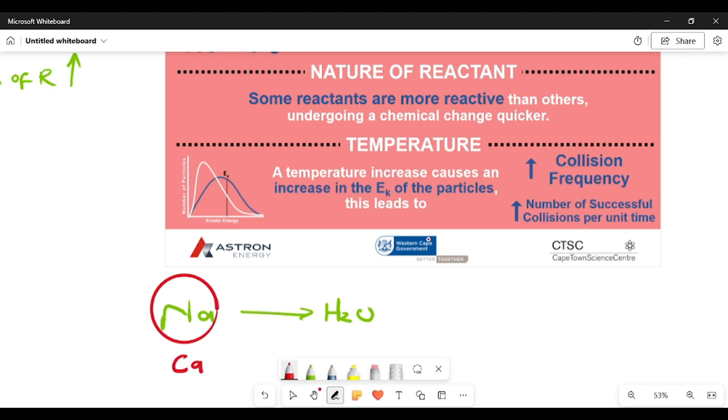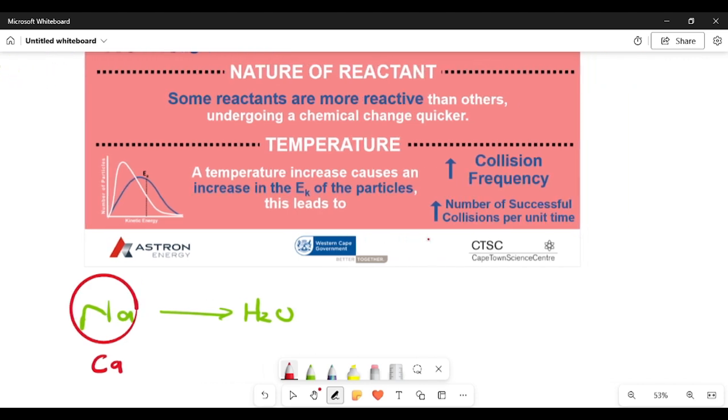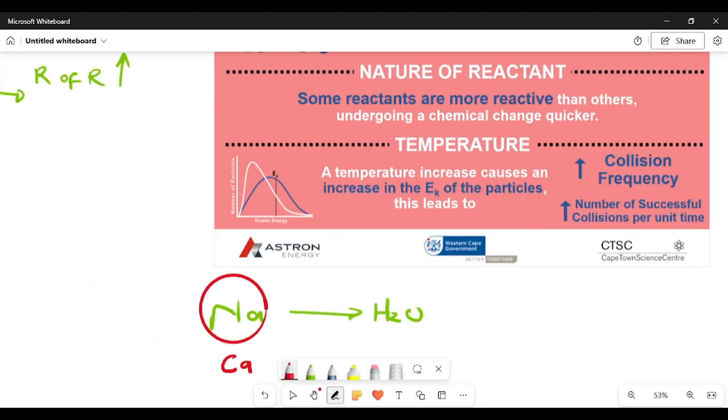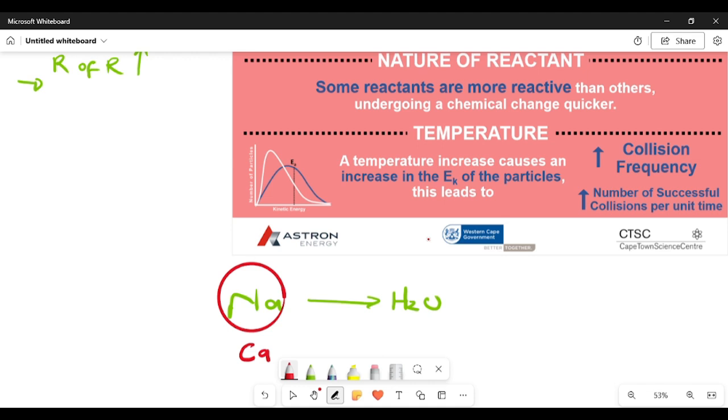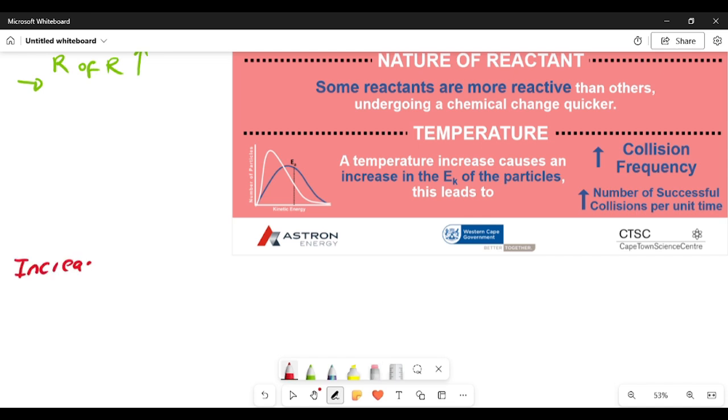All right. Now, the last one, temperature. Now, what happens when you increase temperature or decrease temperature? How would that affect the speed of your reaction? Let's start off with when you're increasing the temperature. Now, when you're increasing the temperature here, it's going to increase the kinetic energy of the particles, right? It's going to increase the kinetic energy of the particles.